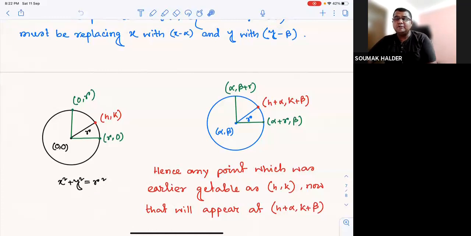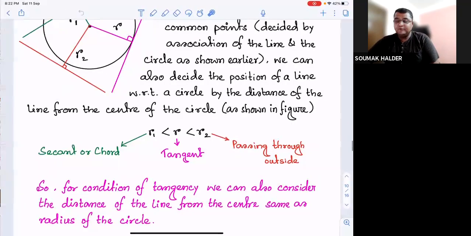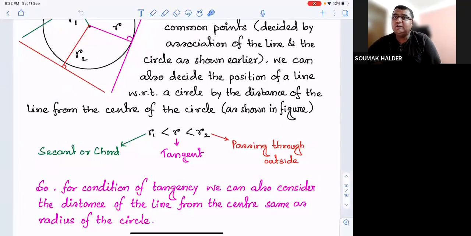Okay? But once we get the reference, we can change the equation and coordinates for the other forms of circles simply by using this rule: while changing the equation, we will replace x with x minus alpha and y with y minus beta, and while changing coordinates, we will replace h comma k with h plus alpha comma k plus beta, right? So keeping this idea in mind, we have gone for generating the equation of tangent or identifying the condition of tangency for a circle.